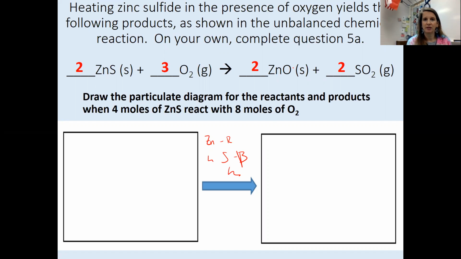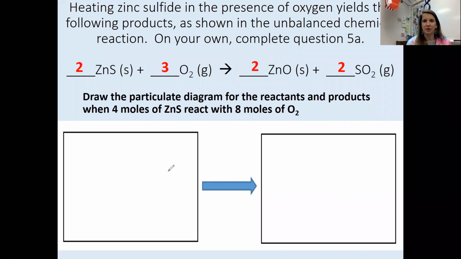Sorry, I don't know what is happening here. It's my colors. All right, I think I fixed the problem here.